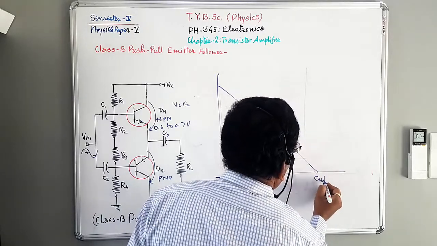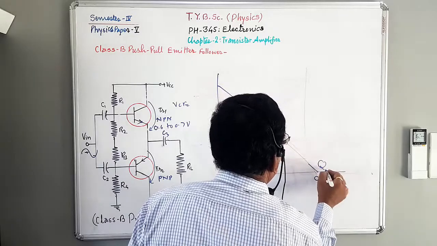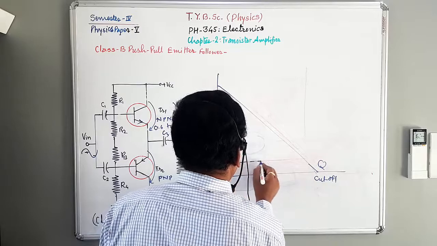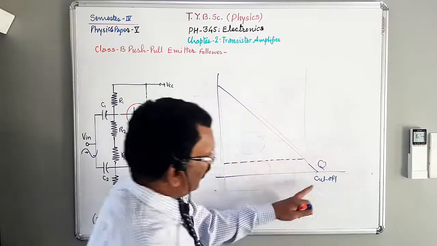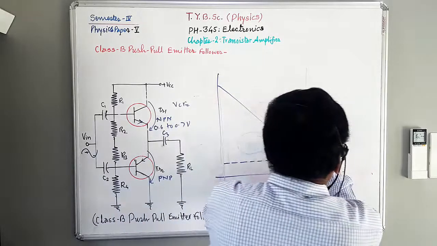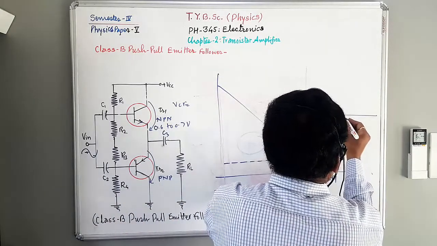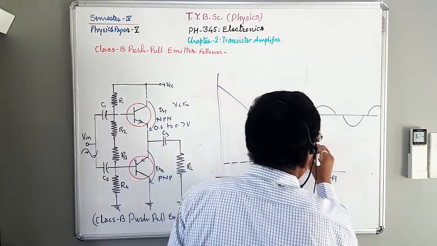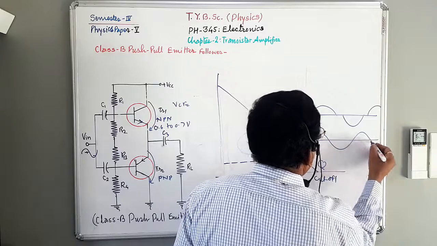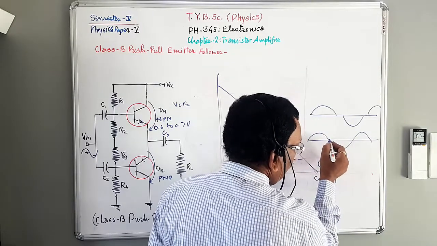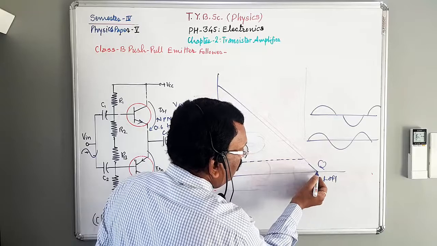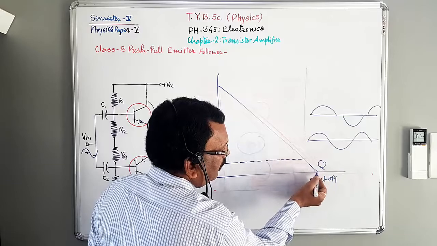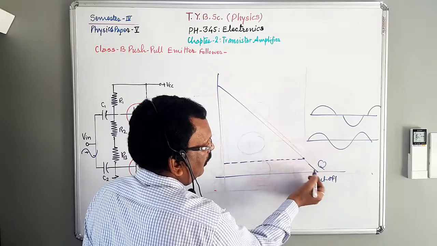This is the cutoff region, and here is the quiescent point. Now, if the quiescent point is here, then the output is distorted like this. In order to remove the distortion during the clipping, what should we do? We should push this quiescent point just above the cutoff point.